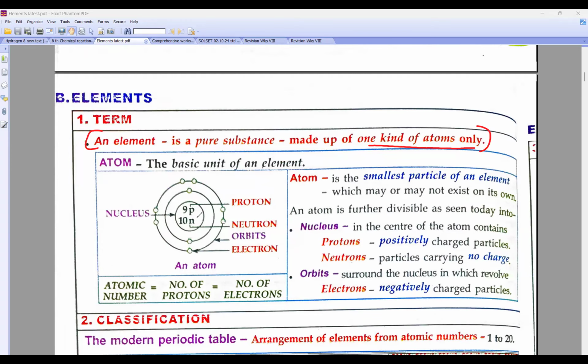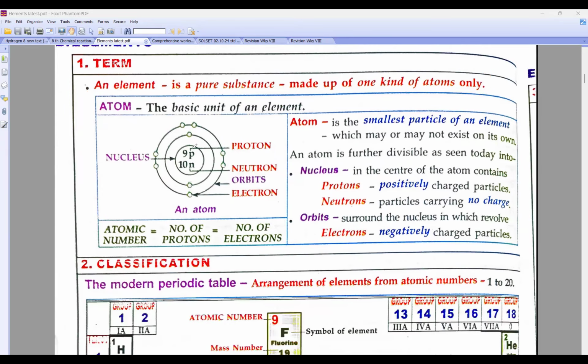Now, in exam, they may ask you this diagram based question. They can ask you to draw a diagram of an atom. So, at the center of the atom, what do we have? Nucleus. Which charge does the nucleus have? Positive. These circles are what? Orbits, in which the electron revolves.